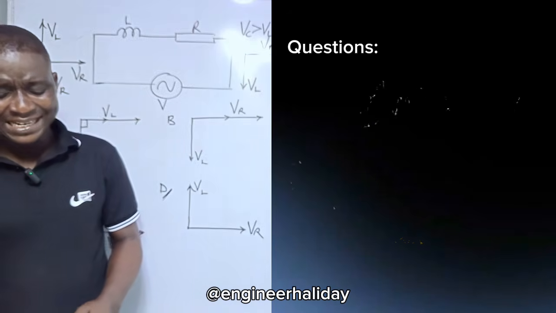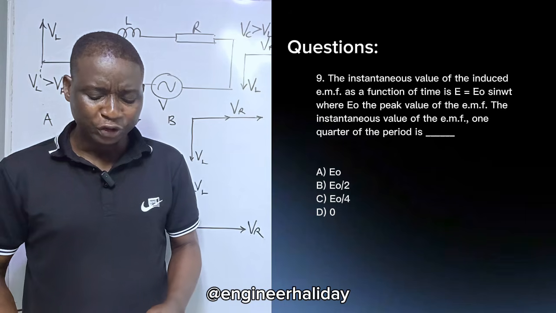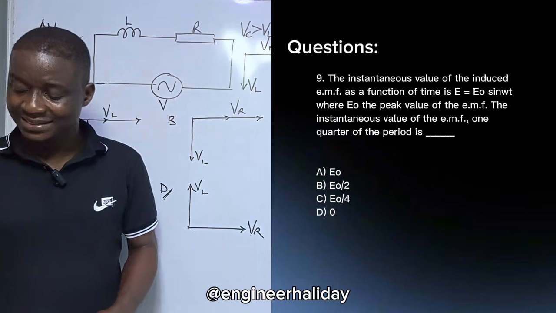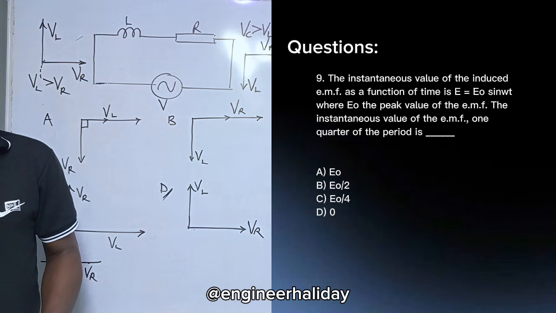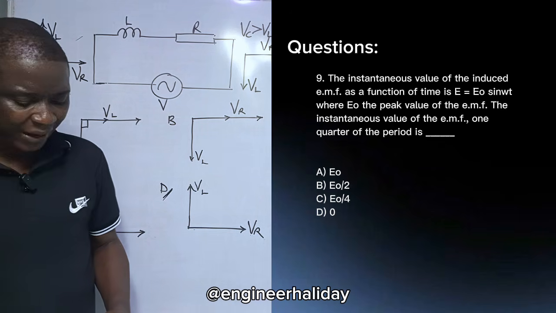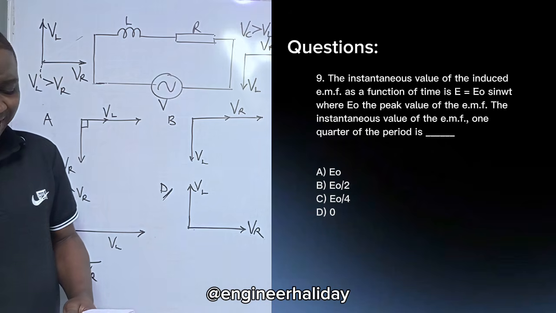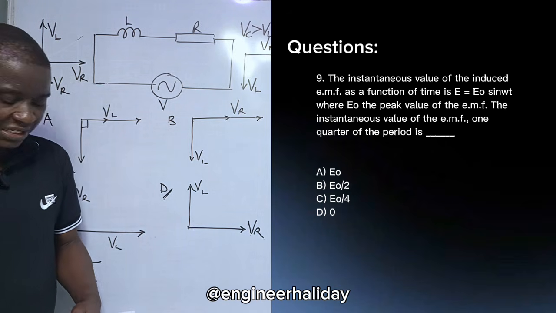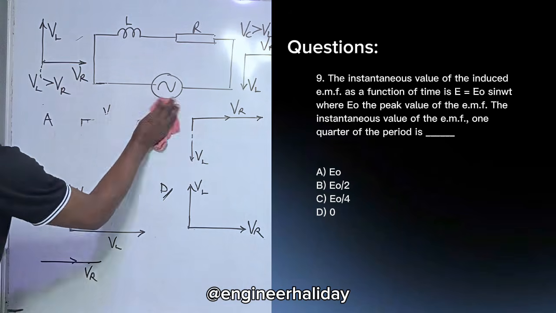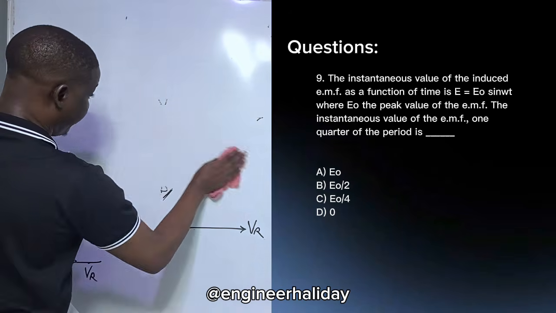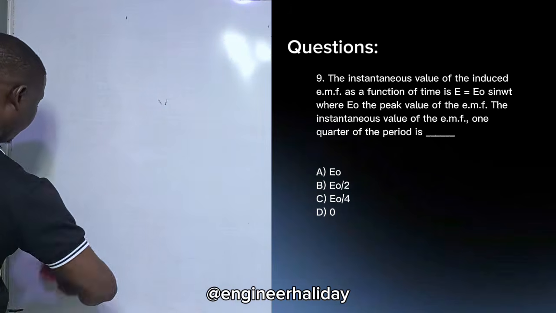Let's go to number 9. He said the instantaneous value of the induced EMF as a function of time is dash, where E naught is the peak value of the EMF. The instantaneous value of the EMF at 1/4 of the period is dash. Now, there is a question here we have to look at. Very, very important.